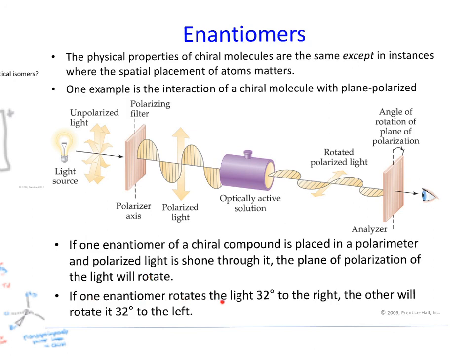If one enantiomer rotates light 32 degrees to the right, the other will rotate 32 degrees left. So if you had a solution that had only one of the two enantiomers, if one enantiomer rotates light, let's say 15 degrees to the left, the other enantiomer would rotate light 15 degrees to the right. So that's why we call these optical isomers, because that chiral molecule rotates plane polarized light.